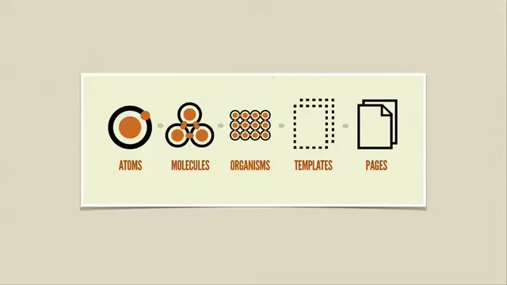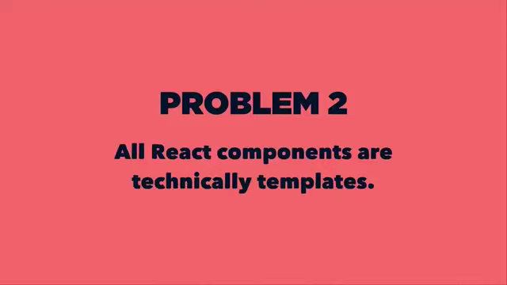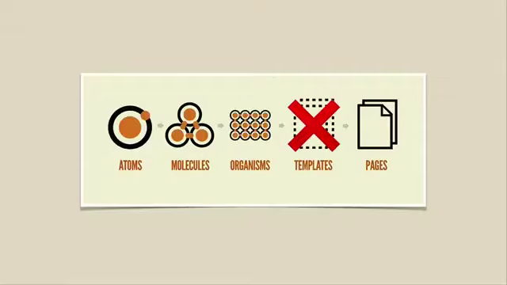So the second problem, which you may have noticed, is also in the hierarchy, we have things like templates and pages. And we don't really have templates. I mean, all React components are technically templates because you're describing a view and then you're filling it with data later. And then also, you might not even have pages. If you're a single-page application, then that layer doesn't make sense either.